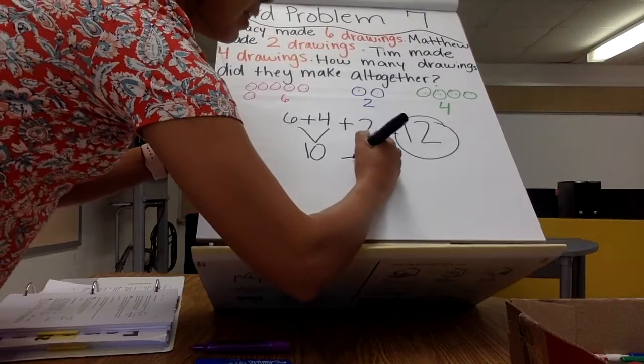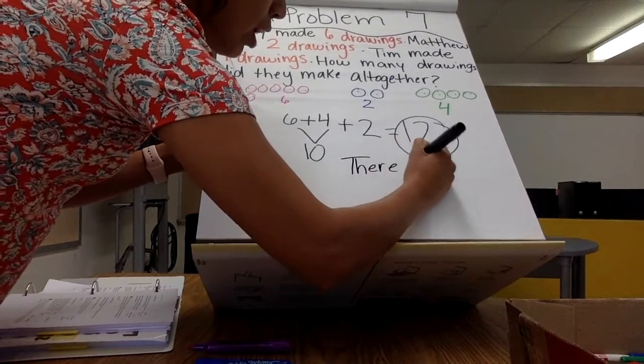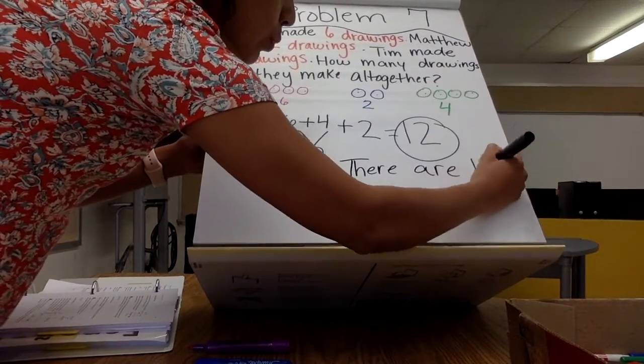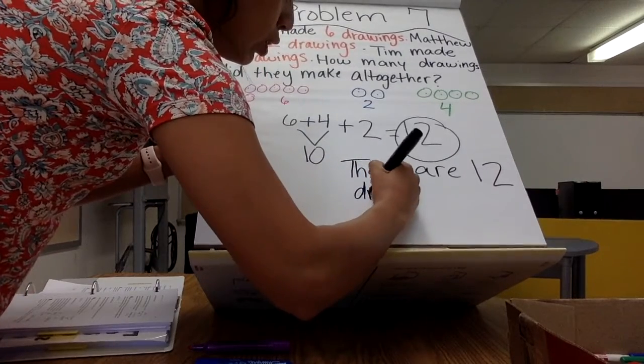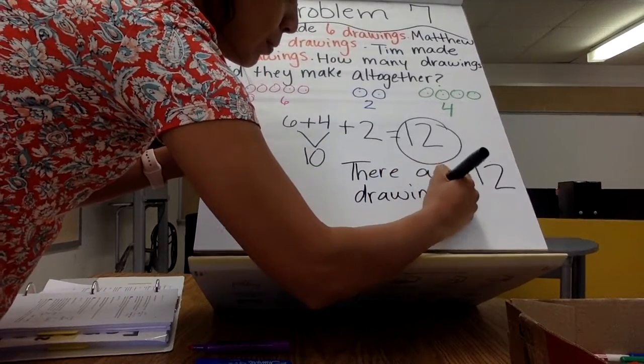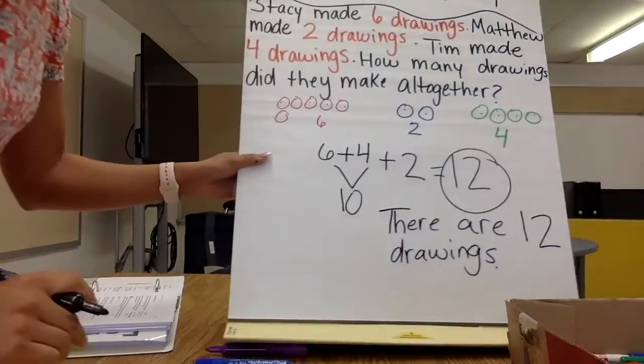I'm going to write, there are 12 drawings. Done. Okay, so we are done with lesson 7 or problem 7.